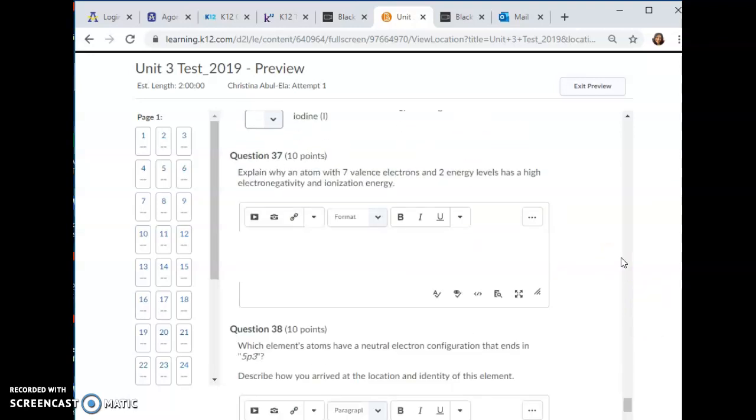Question 37 is an open-ended question. Explain why an atom with 7 valence electrons and 2 energy levels has a high electronegativity and high ionization energy.